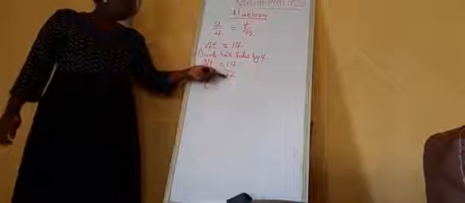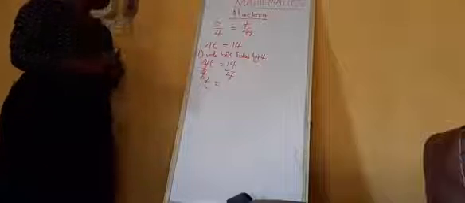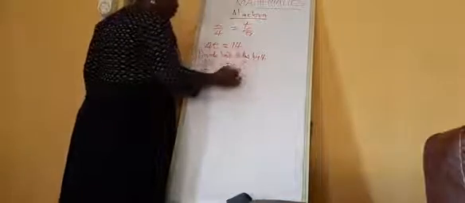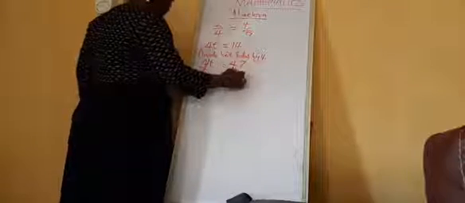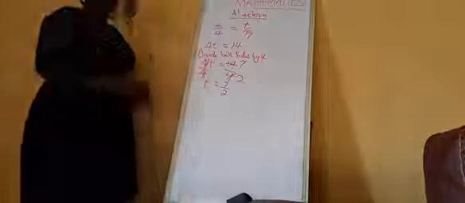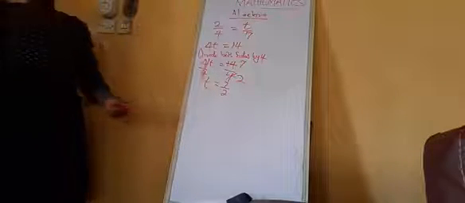Something can go there and as well here. What is it? 2. So 2 in 14, 7. 2 in 4, 2. So you have 7 over 2. This is an improper fraction. So you cannot leave it like this.